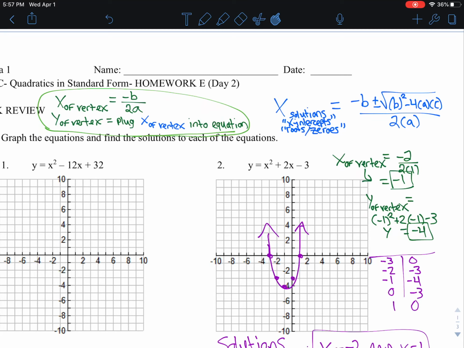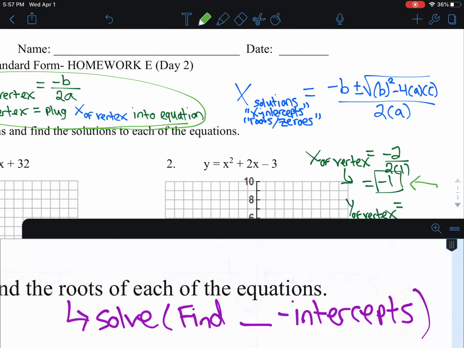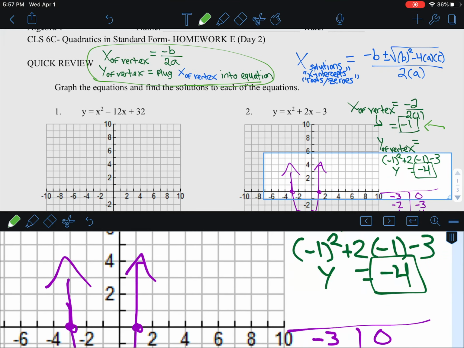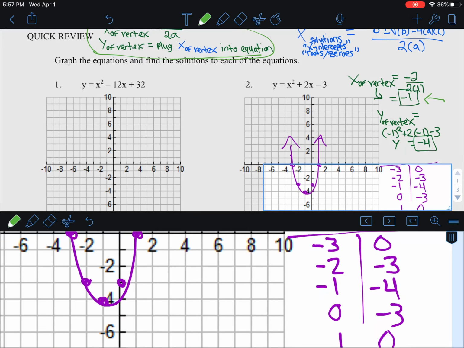Now, if you wanted to do the quadratic formula here to get the solutions, it'll be the same thing as the x-intercepts. But anyways, you find the x of the vertex by doing opposite of b over 2a, which is negative 2 over 2 times 1, which is where we get negative 1 from. And then once we get negative 1, you plug negative 1 into the equation up here to get the y of your vertex, which is going to be negative 4. You put it in the middle of your table.